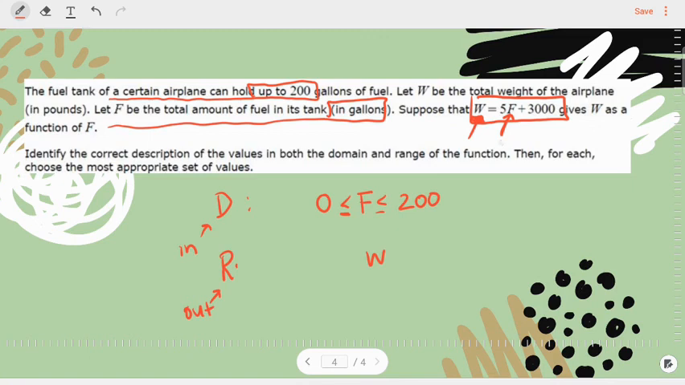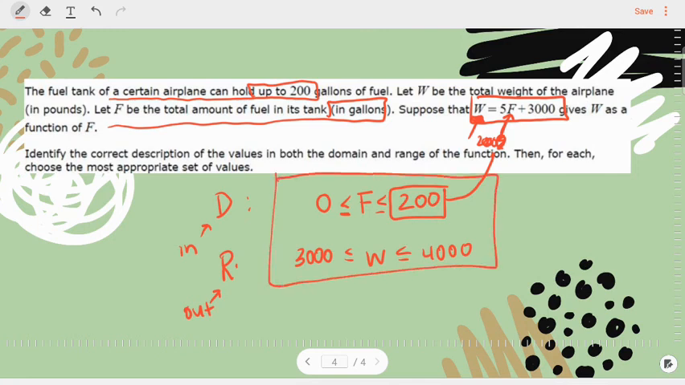So if I plug in my minimum amount of fuel, 5 times 0 is 0, plus 300. So the minimum weight of my airplane is 300 pounds. Okay. What's the maximum amount? Well, the maximum amount is if I put the maximum amount of fuel in. So if I plug in 200, 5 times 200 is 1,000. What's 1,000 plus 300? We have 1,300. So the maximum weight of my airplane with just its fuel can be 1,300. These are going to be my domains and my ranges, and I'm done.